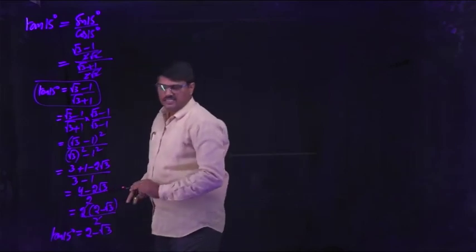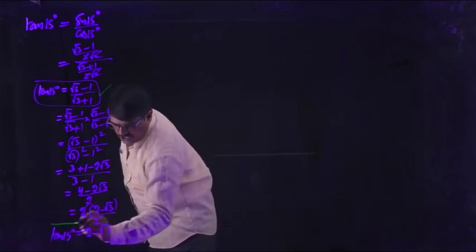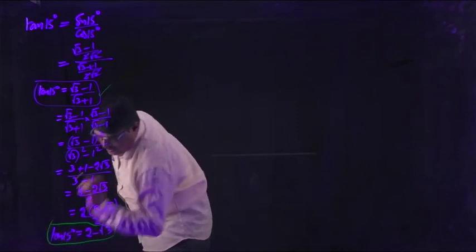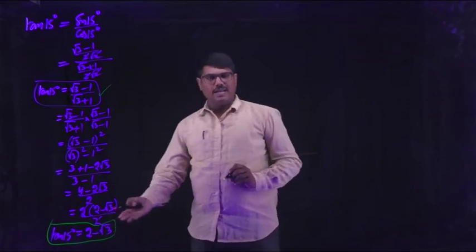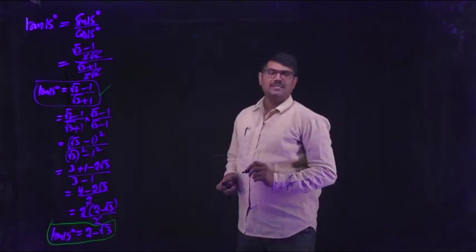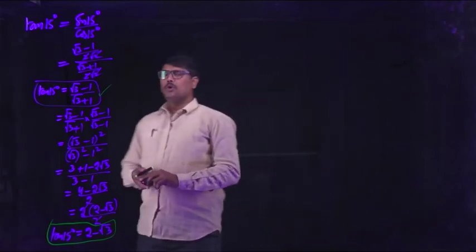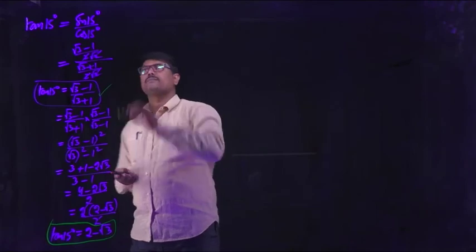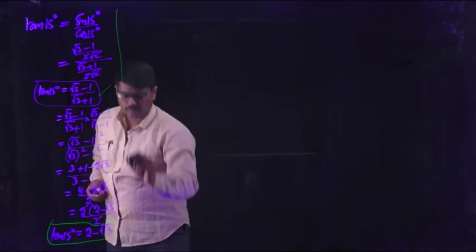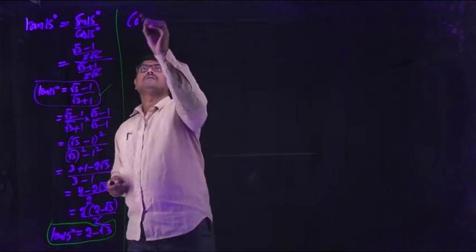So the value of tan 15 we need to remember: tan 15 degrees is either root 3 minus 1 by root 3 plus 1, or, by rationalizing the denominator, another format, which is 2 minus root 3. That is the value of tan 15. Now let us go for cot 15.